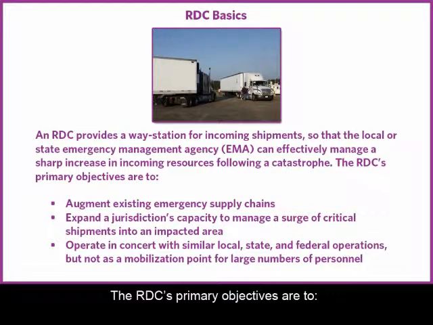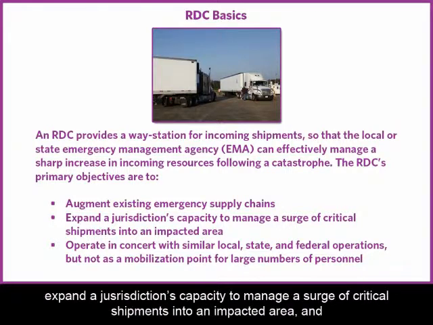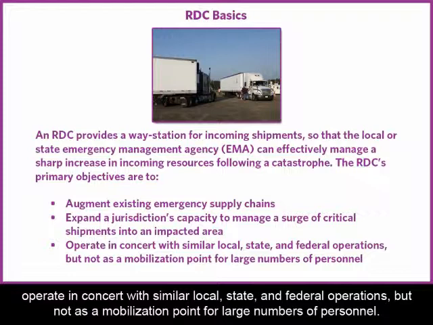The RDC's primary objectives are to augment existing emergency supply chains, expand a jurisdiction's capacity to manage a surge of critical shipments into an impacted area, and operate in concert with similar local, state, and federal operations, but not as a mobilization point for large numbers of personnel.